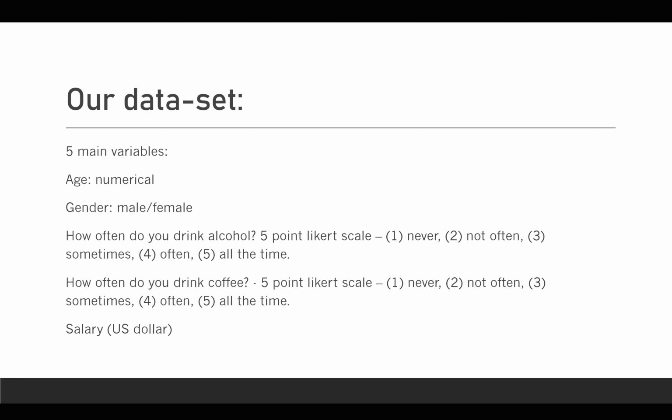And for this lesson, we're going to create a fictitious dataset involving 5 main variables: age, gender, 2 separate items, one asking how often do you drink alcohol on a 5-point Likert scale. Here you can see what those 5 points represent, so 1 being never, 2 not often, 3 sometimes, 4 often, and 5 all the time. And then another item which asks how often do you drink coffee, also on the same 5-point Likert scale. And finally, for each individual, there's going to be a report on their salary in US dollars.